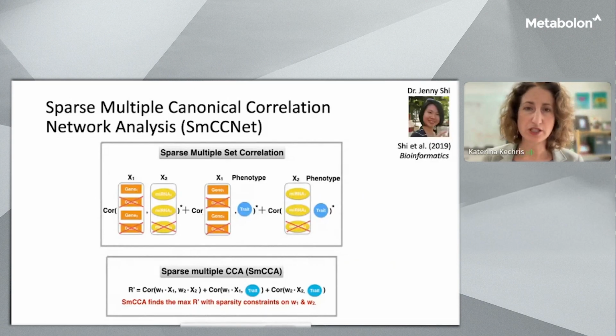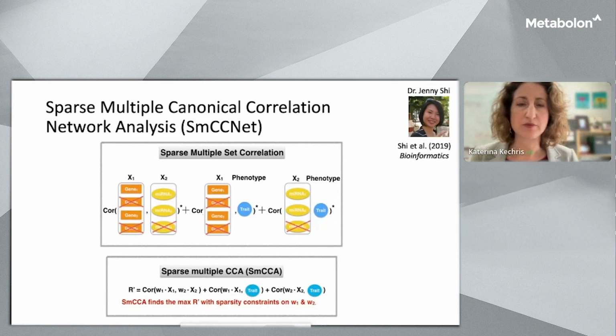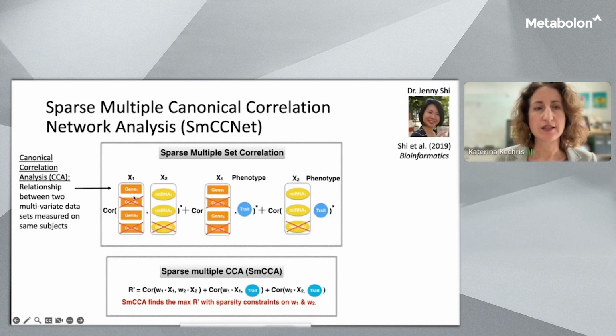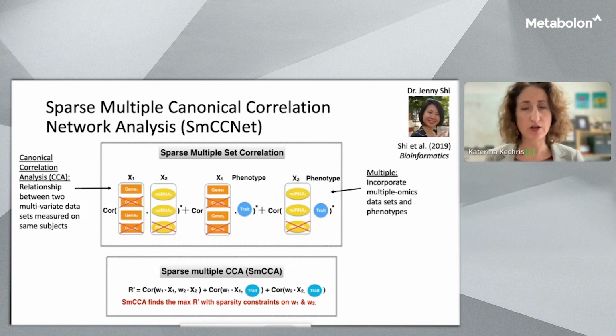So a postdoc in the group at the time developed a method called sparse multiple canonical correlation network analysis. This is a conceptual figure. There's a computational approach behind the scenes and an objective function that's being fit. But the idea is, say we have genes and microRNA, and to do a multivariate correlation, you can use an established method called canonical correlation analysis, and that allows for relationships between different multivariate data sets. The multiple aspect is we want to have genes and microRNAs, but we also want the genes and the microRNAs associated with the phenotypes. So we add that into the mix.